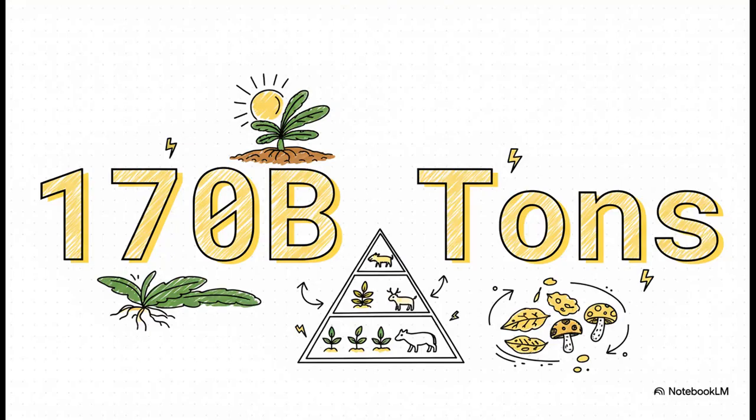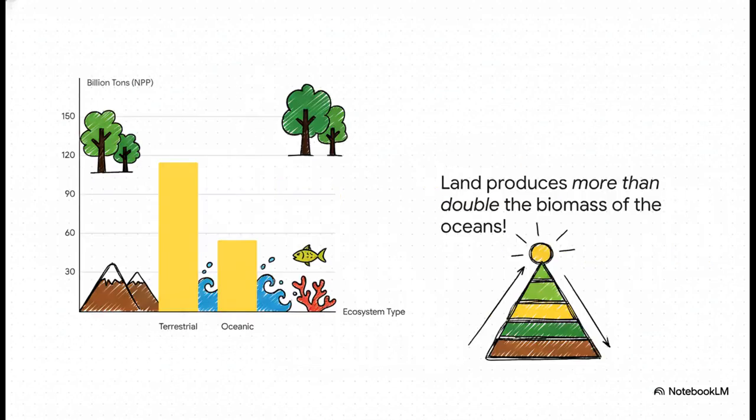So, how much NPP are we talking about for the entire planet in a single year? Get ready for this. It is a mind-boggling 170 billion tons of dry organic matter. That's the entire energy budget for basically all life on Earth. But where does most of it come from? Well, the answer might actually surprise you. Take a look at this.